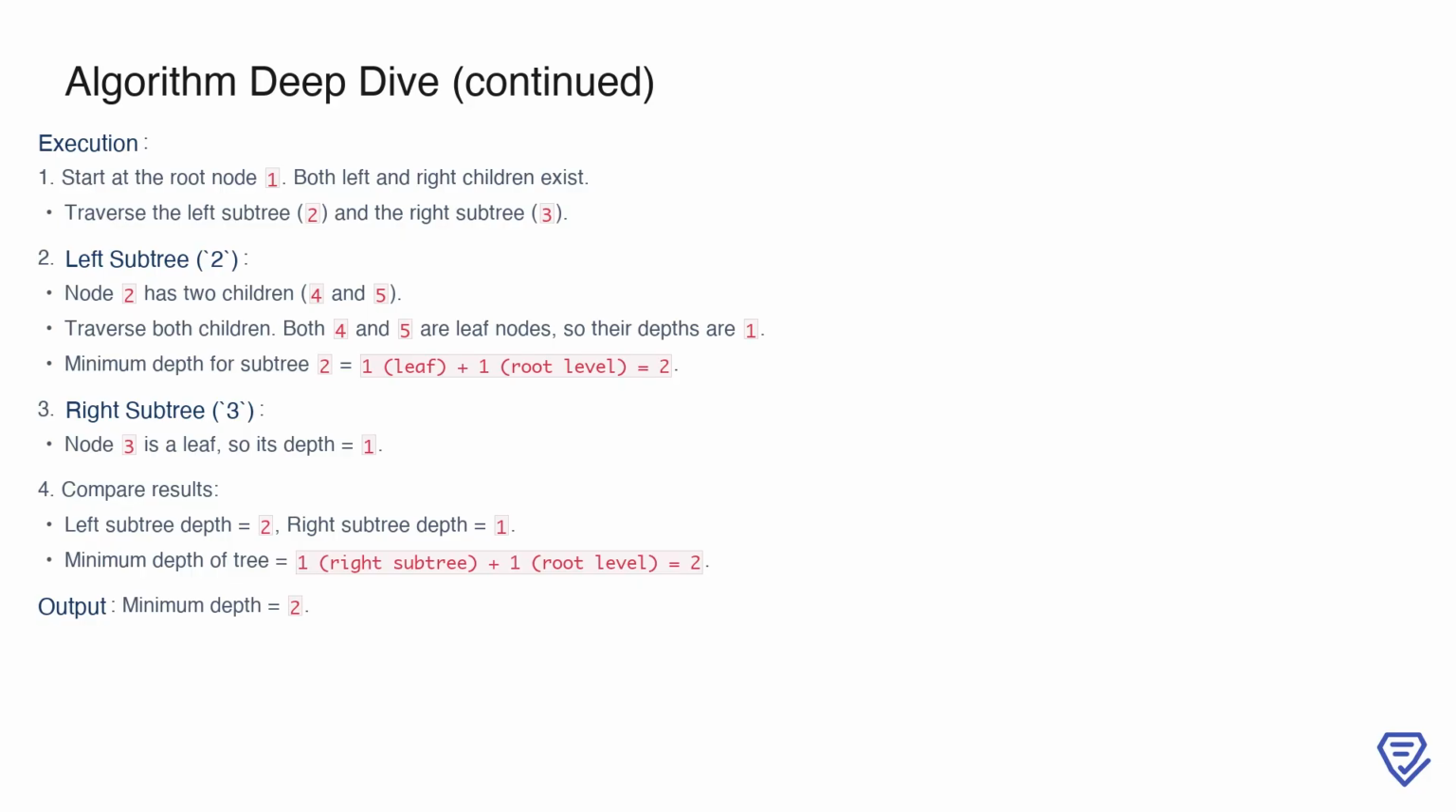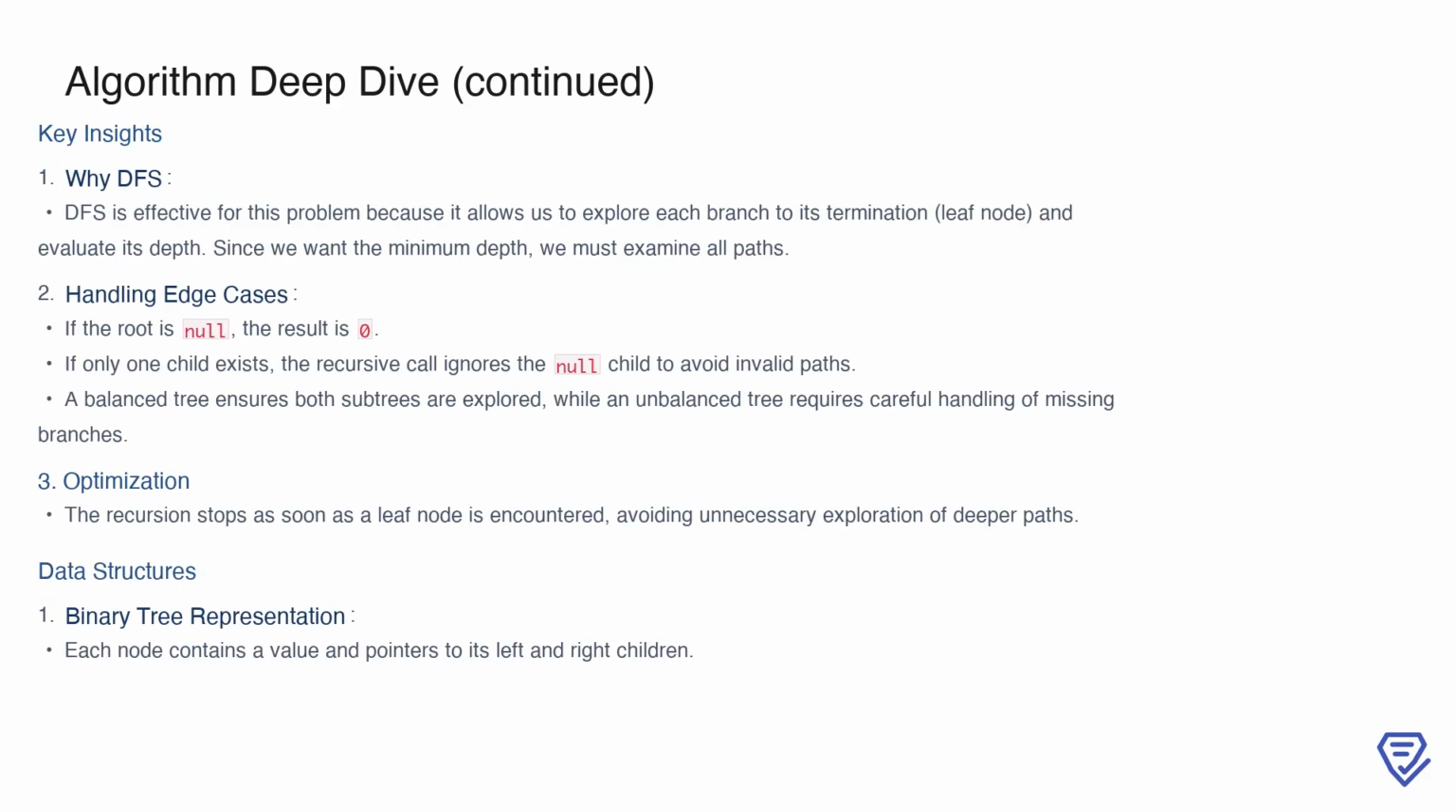Next, we examine the right subtree, which consists of node 3. Because node 3 is a leaf, its depth is simply 1. Comparing the depths of the left and right subtrees, we find that the smaller value is 1, from the right subtree. Adding 1 to account for the root level of node 1, the overall minimum depth of the tree is 2. This example illustrates how the DFS approach efficiently calculates the result by focusing on the shortest path to a leaf node. Now, let's highlight some key insights from this approach.